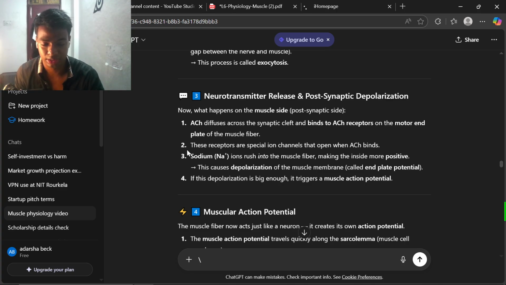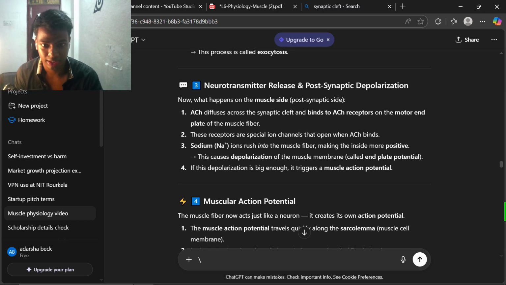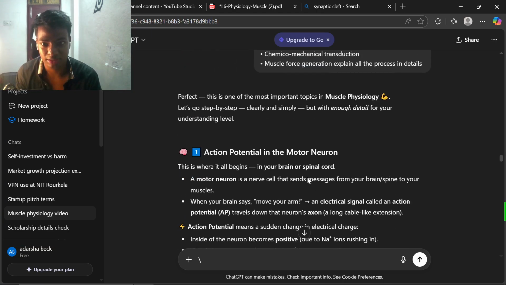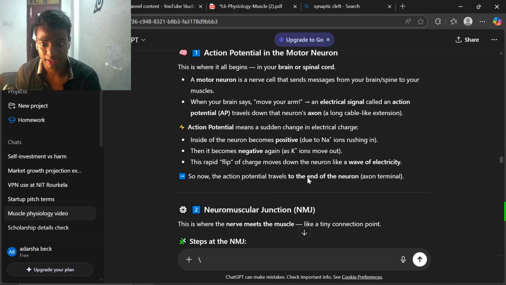Just like the calcium channel got opened, sodium rushes into the muscle fiber, making the inside more positive. Then again this flip flop. When sodium enters, depolarization begins. So this muscle action potential wasn't an actual action potential.